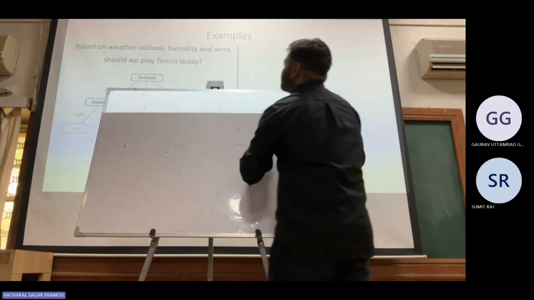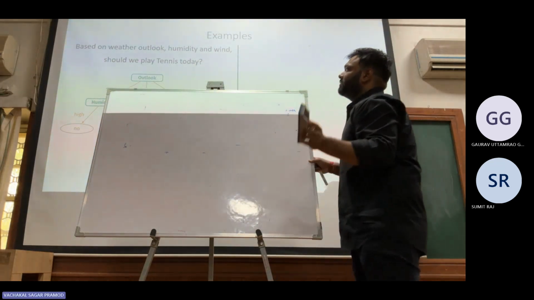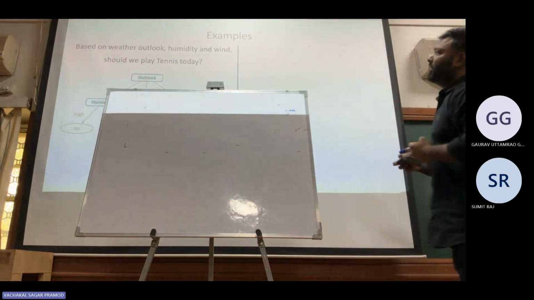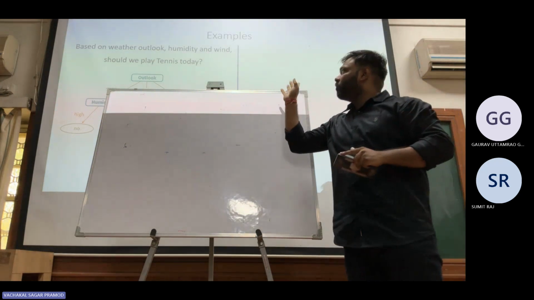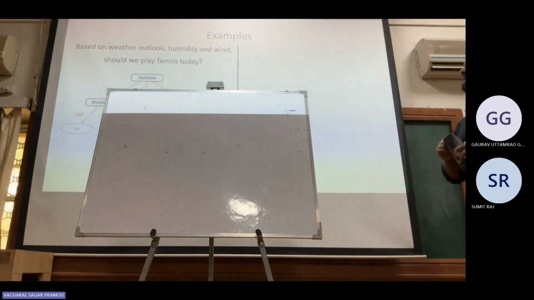Okay, one example. I don't know if online colleagues will be able to see, but I'll make it based on weather outlook, humidity, and wind: should we play tennis? Just a simple example, because right now we are just trying to understand the trees. There could be three outlooks: sunny, overcast, rainy. If it is sunny, then there could be humidity. If humidity is high, we are not going to play; if it is low, we're going to play. Now overcast, you won't be able to play tennis. And if it is windy, then if it is strong, no. There are different categories. So this is a small example.